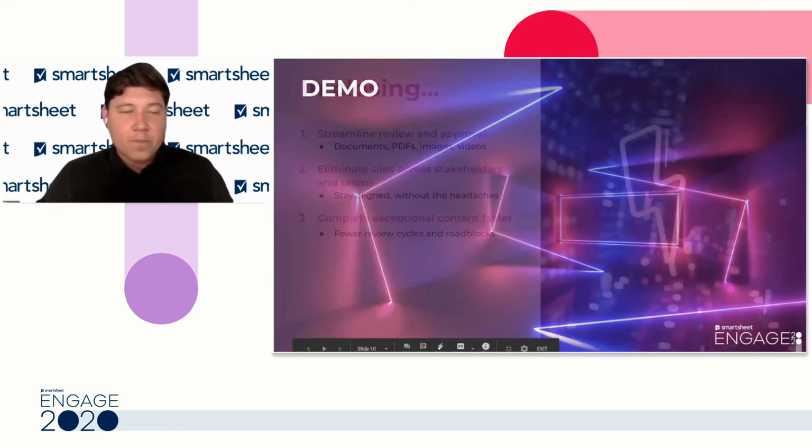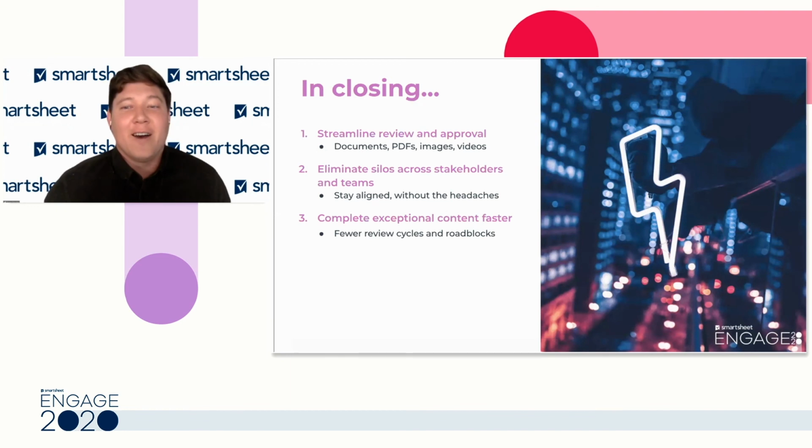So, in closing, what we learned today is how do you streamline that review and approval process with documents, PDFs, images, and videos? How do you eliminate silos across different stakeholders and teams so you can stay aligned without the headaches? And how you can complete that exceptional content faster by really decreasing the review cycles and those roadblocks and really improving your process as you go.